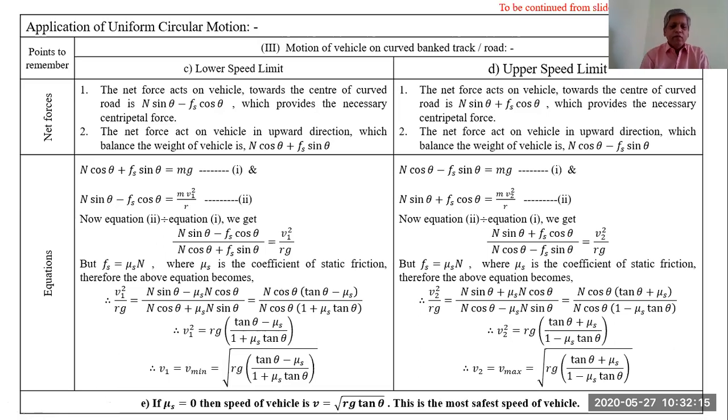and this is the minimum speed. Therefore, v1 is equal to v minimum is equal to square root of Rg into bracket tan theta minus mu s upon 1 plus mu s tan theta. This is the minimum speed limit on the curved banked road considering the force of friction.